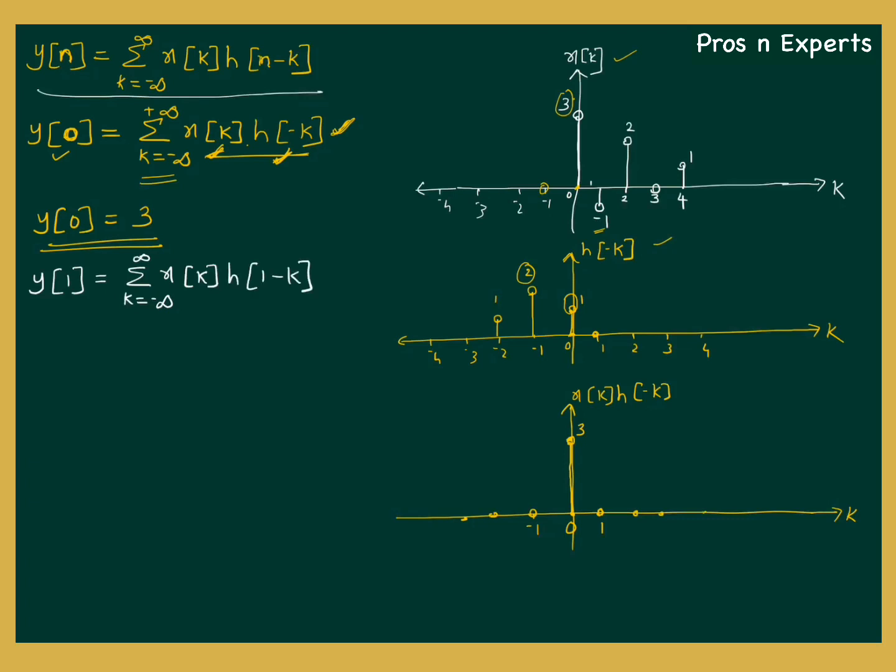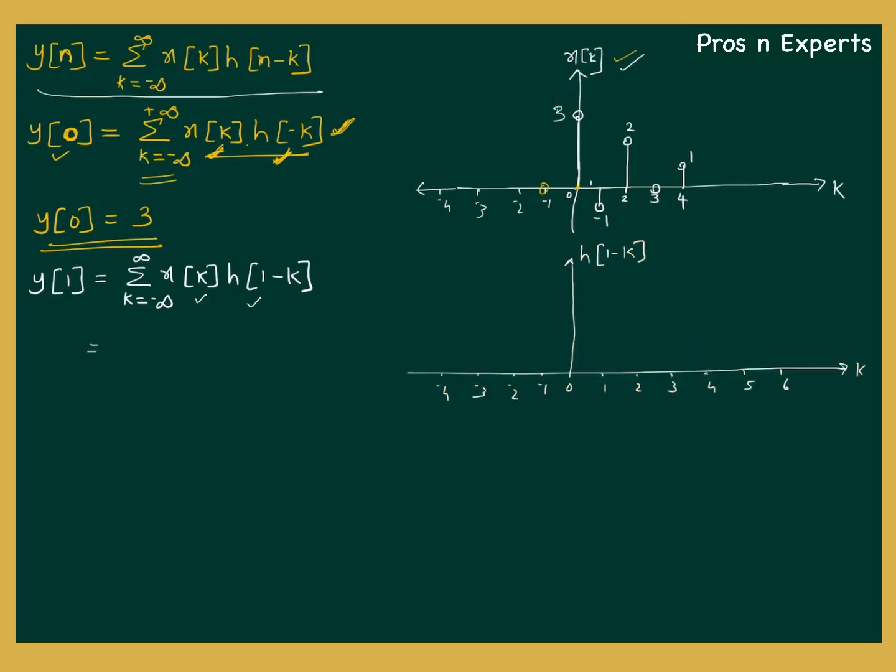Okay, so y of 1 will be found in a similar way. We have to find out x of k, that is here, no need to do anything extra. Then find out h of 1 minus k, then multiply it and find the summation. Okay, so we have x of k here.